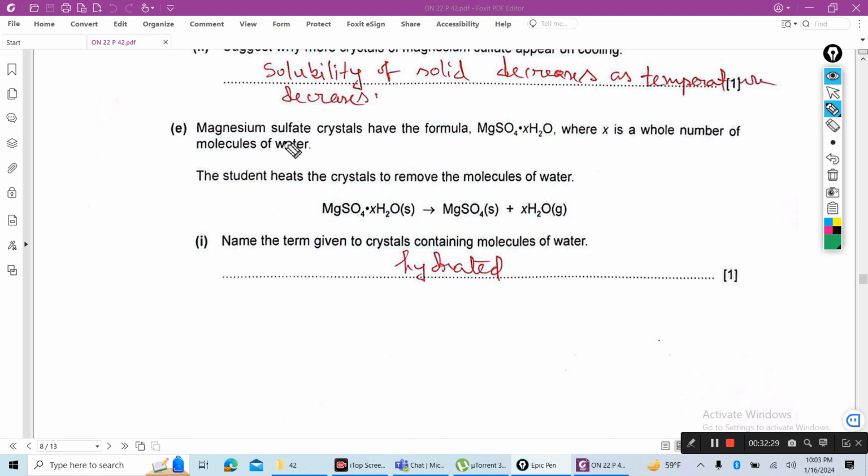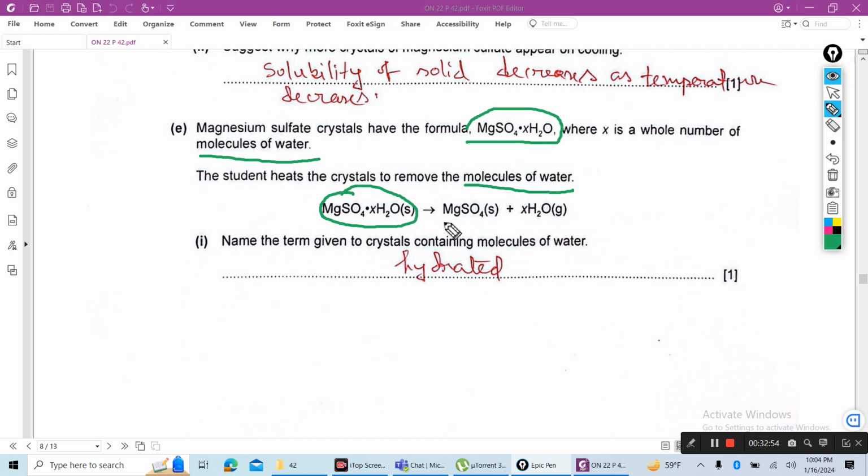Magnesium sulfate crystals have the formula MgSO4.XH2O, where X is a whole number of molecules of water. Whole number 1, 2, 3. The student heats the crystal to remove the molecules of water. This is hydrated magnesium sulfate.